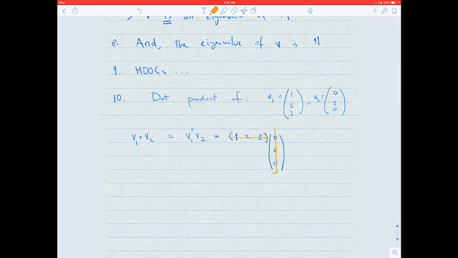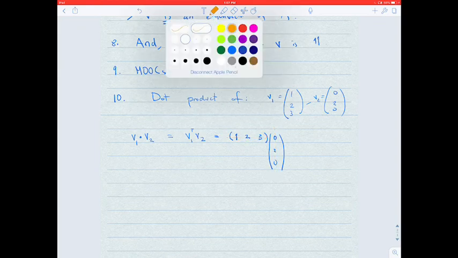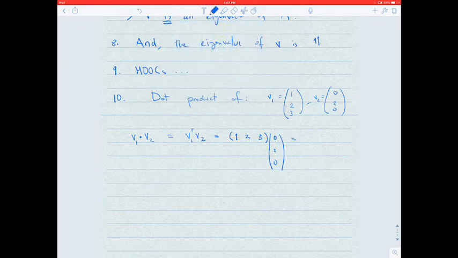So I do my matrix multiplication, just like we did before, and we get that this is equal to 1 times 0 plus 2 times 2 plus 3 times 0, or in other words, 4. And this is the answer.